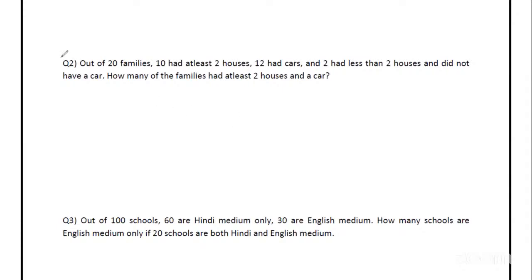Question number 2. Out of 20 families, 10 had at least two houses, 12 had cars, and 2 had less than two houses and did not have a car. How many of the families had at least two houses and a car? So the word at least is going to confuse you.